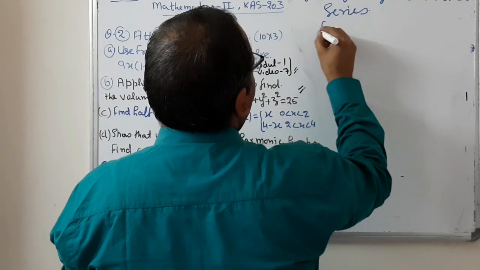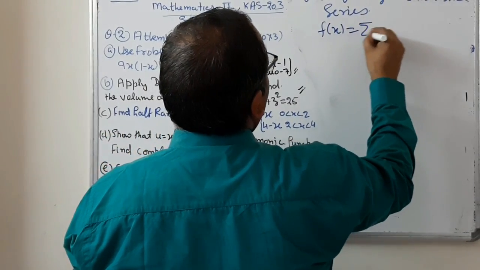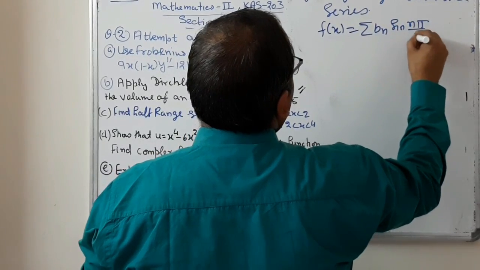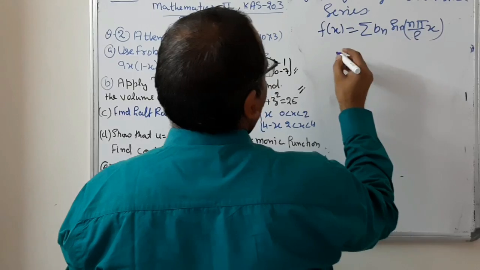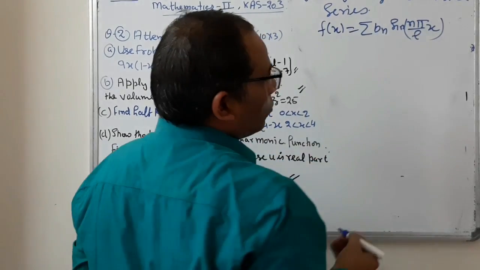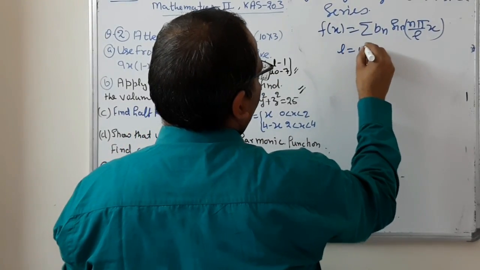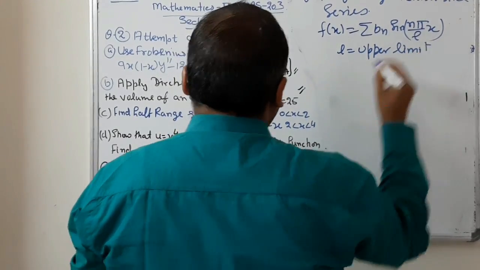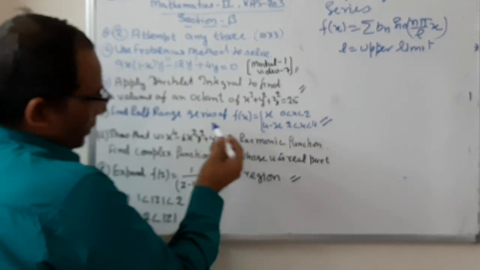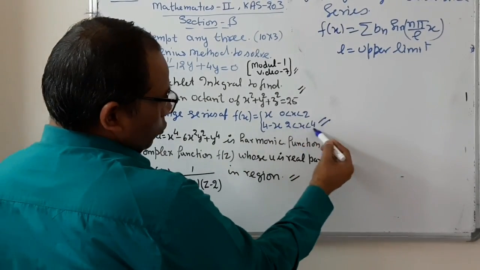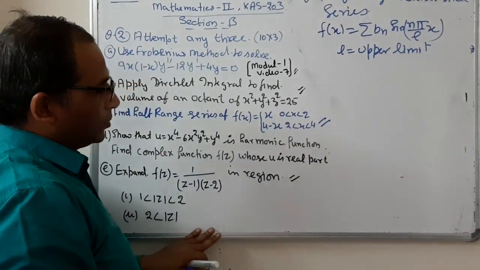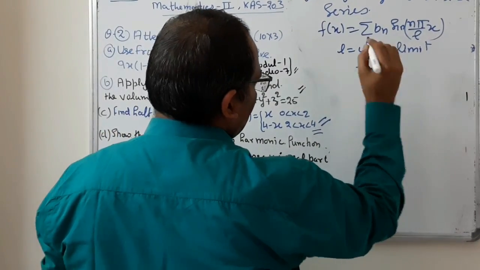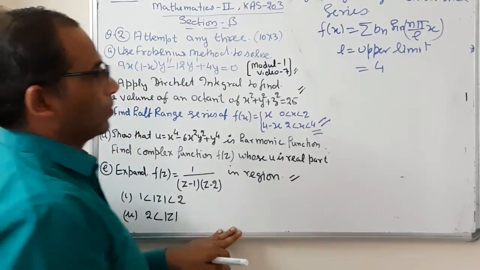Half range sine series is f(x) equal to sigma of b_n sine of n pi x upon L. And in case of sine cosine series, L is always the upper limit. You can see this question. This is given 0 to 2, x, and 2 to 4, 4 minus x. So the upper limit is 4, so the value of L we will take as 4.